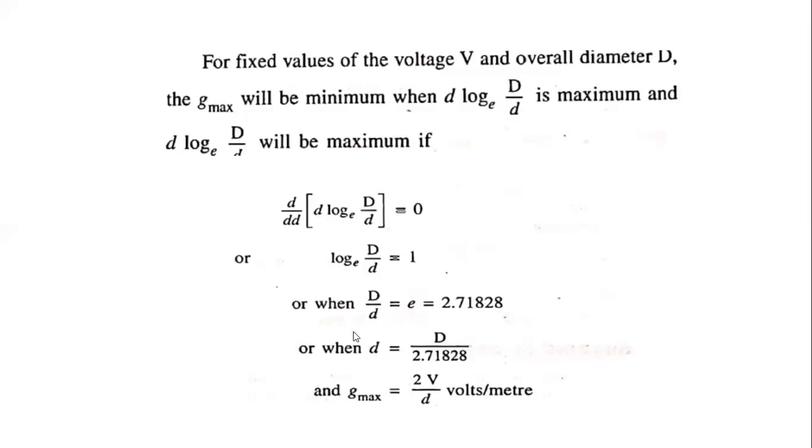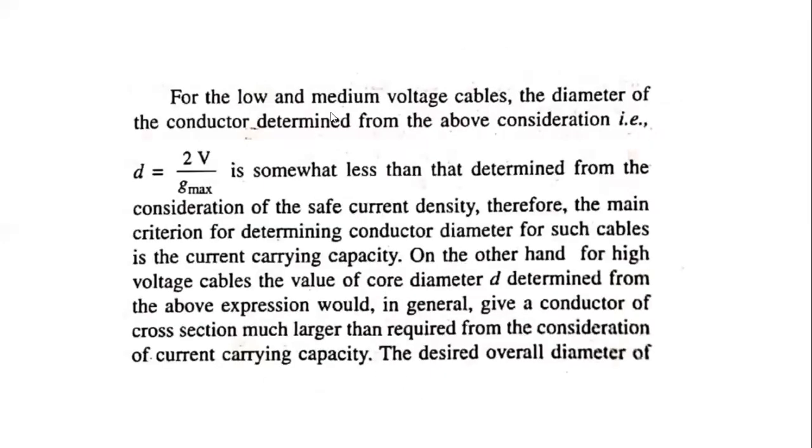Therefore, small d is equal to capital D by 2.71828. Small d is equal to capital D by 2.718. Therefore Gmax is equal to 2V by small d. This is the most economical conductor size. For low and medium voltage cables, the diameter of the conductor is determined by this consideration.